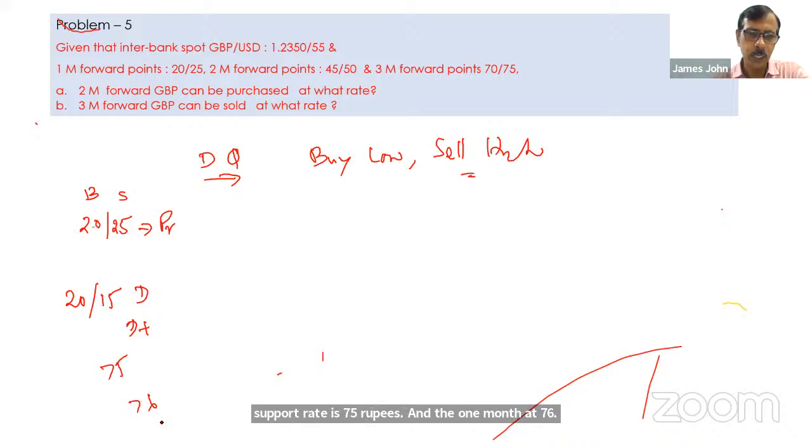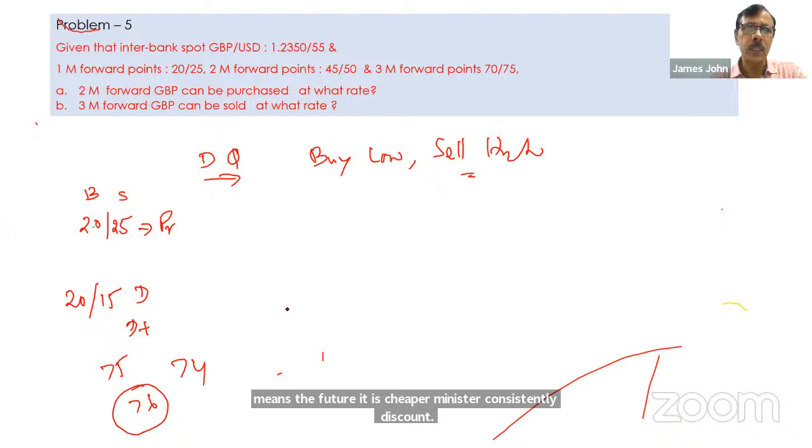That means on a future rate, the currency is costly. Let's say the currency is at a premium. Suppose the spot rate is 75 and the 1 month rate is 74. That means the future rate is cheaper, which means the currency is at a discount. That is discount.